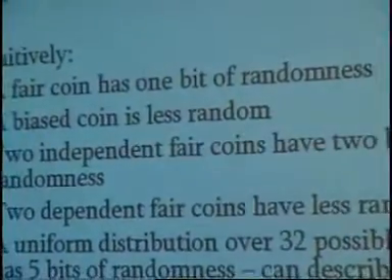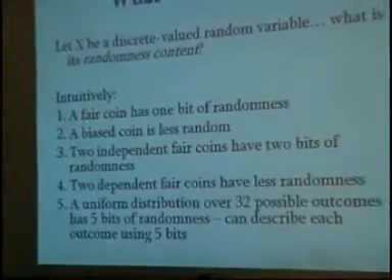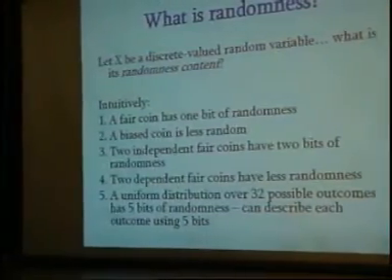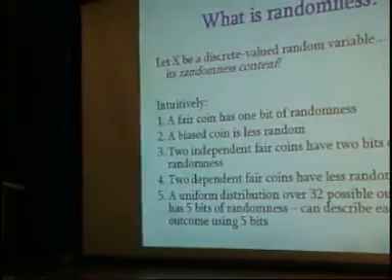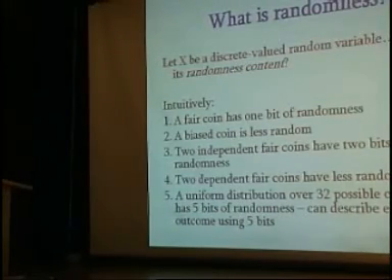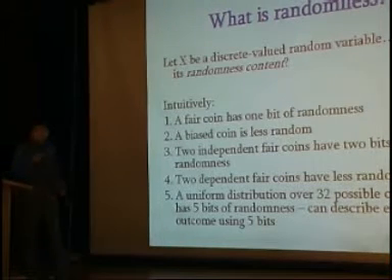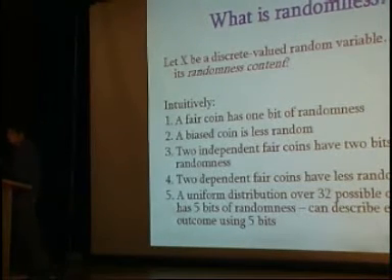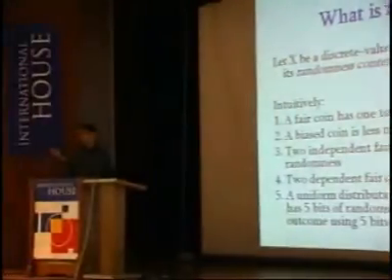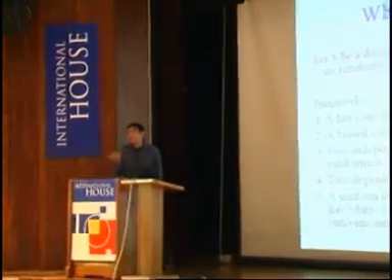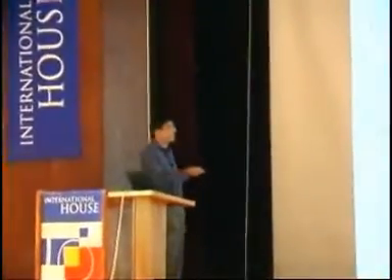Intuitively, let's think of some things that we would like to be true of any reasonable definition of randomness. For instance, it's natural to think of a fair coin as having one bit of randomness. The outcome is either a 0 or a 1, equally likely. What if a coin is biased? If it's more likely to turn up heads, then it's less random. So if a fair coin is one bit of randomness, a biased coin's randomness content should be strictly less than 1. That's something we would like to be true.